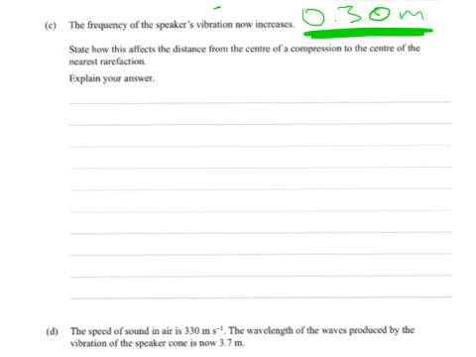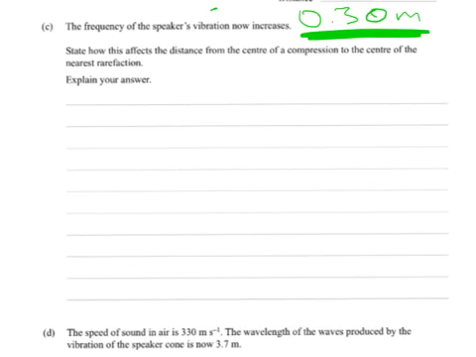C. The frequency of the speaker's vibration now increases. State how this affects the distance from the center of a compression to the center of the nearest rarefaction. So there's actually two rarefactions that are nearest, obviously one in each direction, but what we're looking at is changes in wavelength.